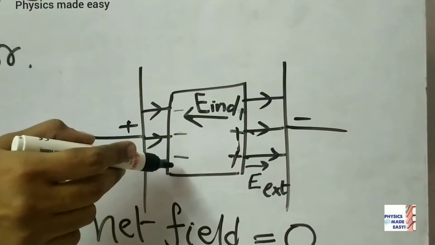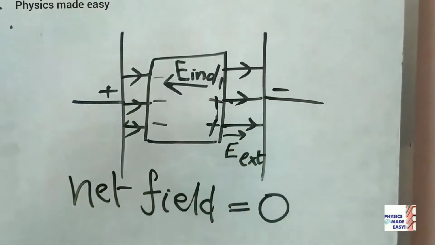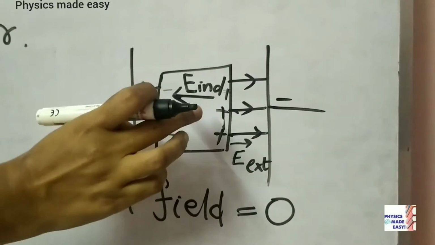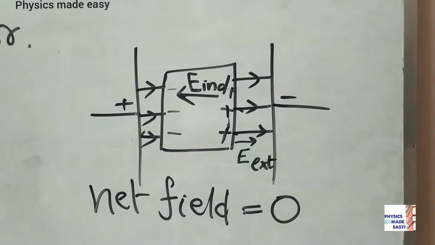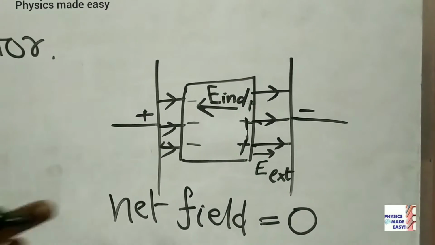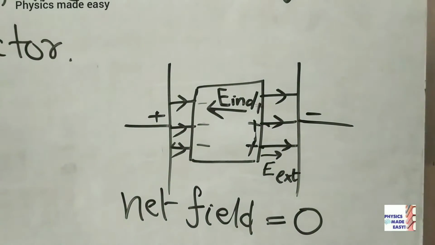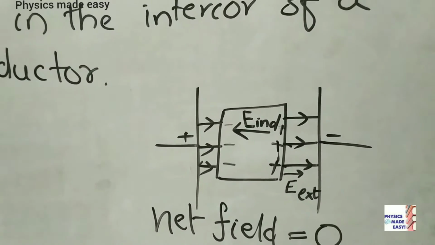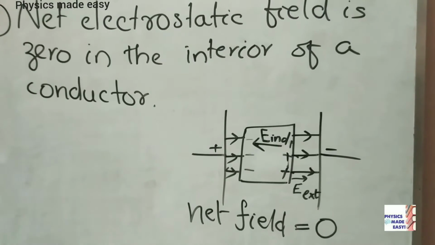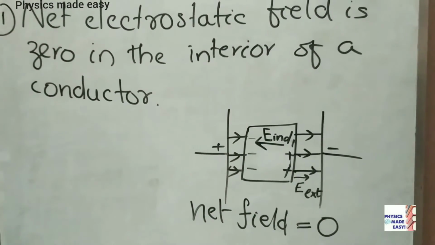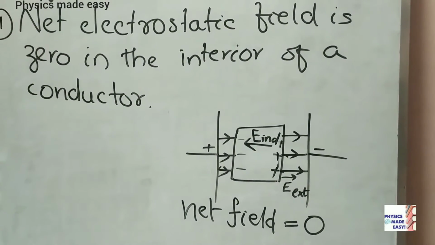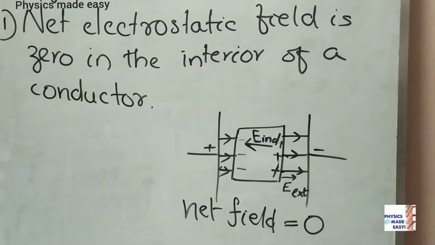Here you can see negative charges accumulated at the left end and positive charges at the right end of the conductor. This process continues till the electric field set up by these induced charges, which we can call the induced electric field, becomes equal and opposite to the external field. That means the induced electric field will be equal to the external electric field in magnitude but opposite in direction. Then the net field is E, the external electric field, minus the induced electric field, which will be equal to 0. So we can say the net field inside a conductor is 0.